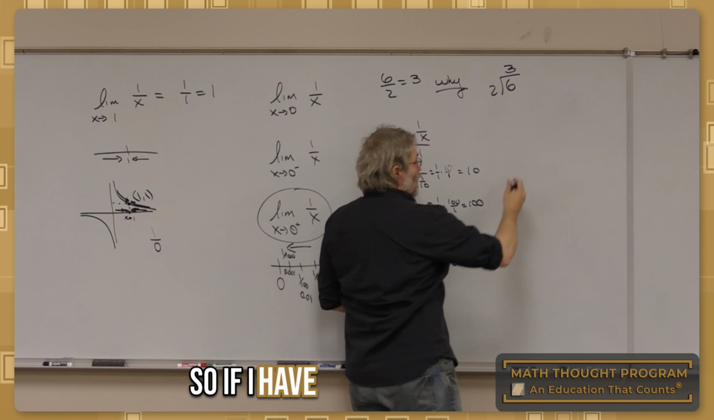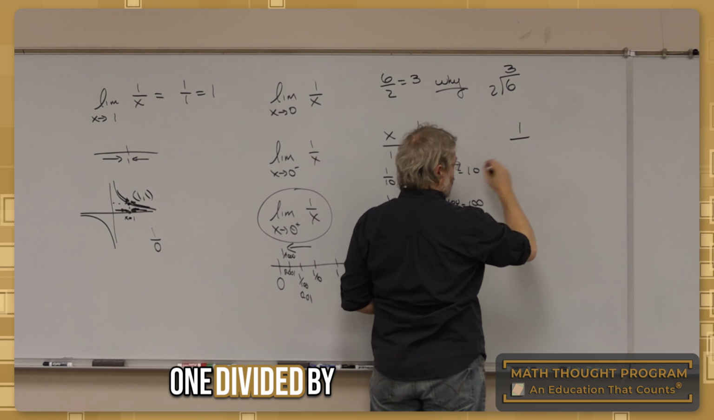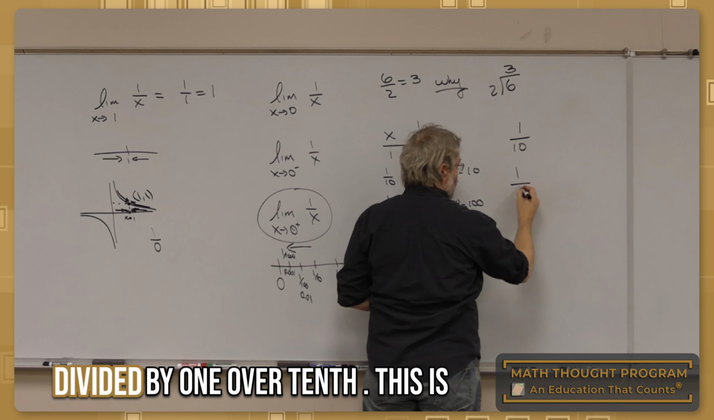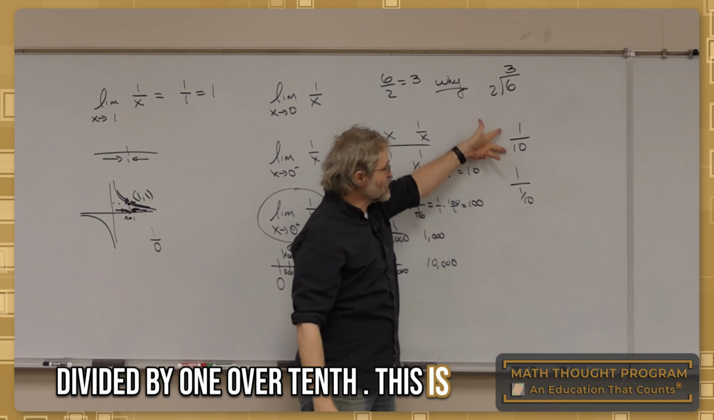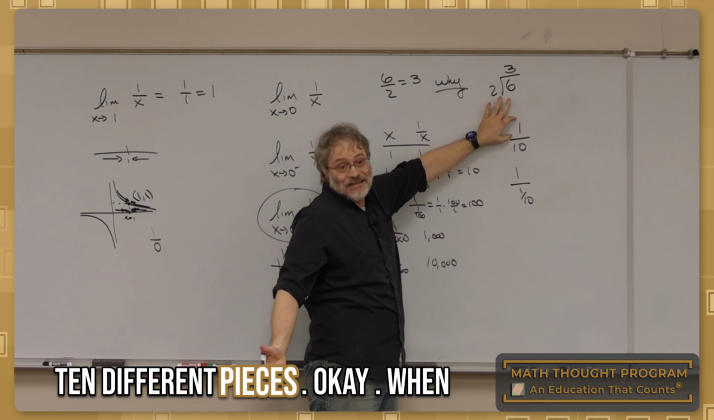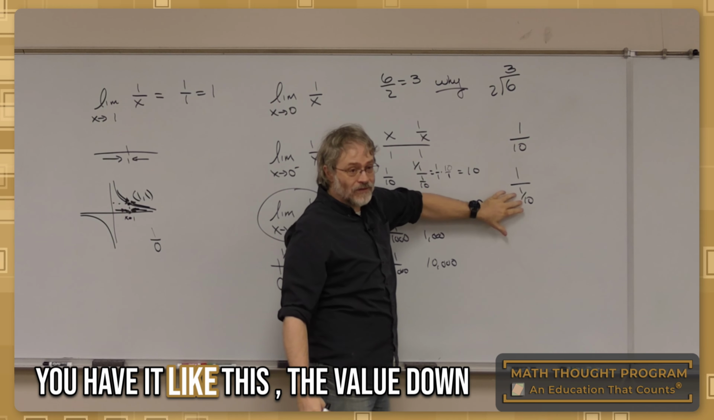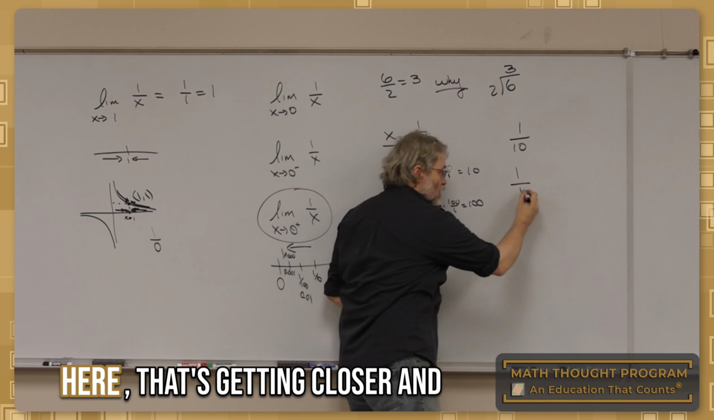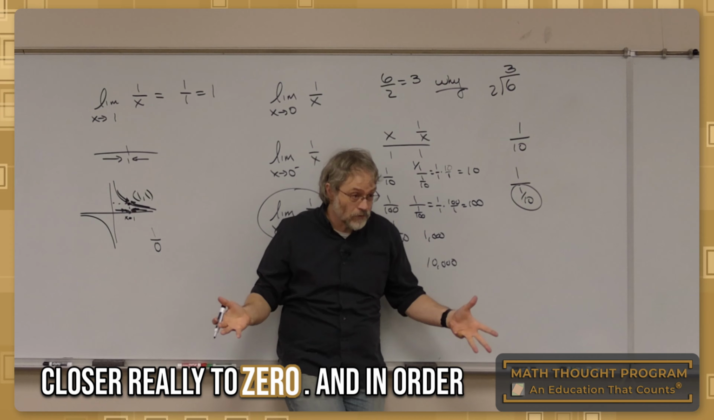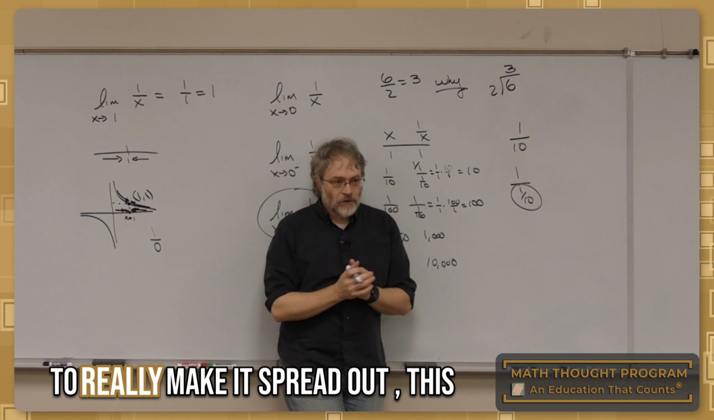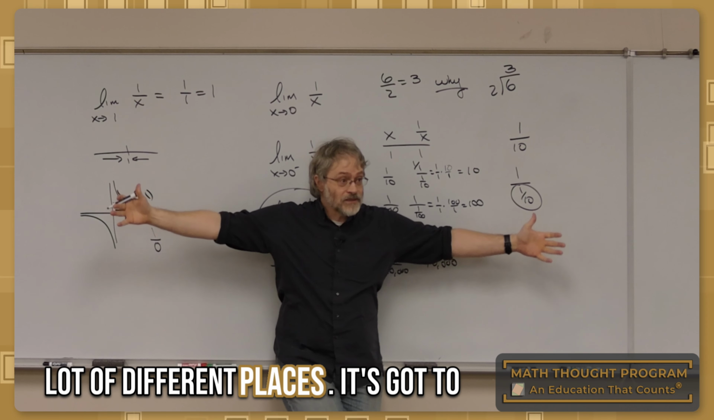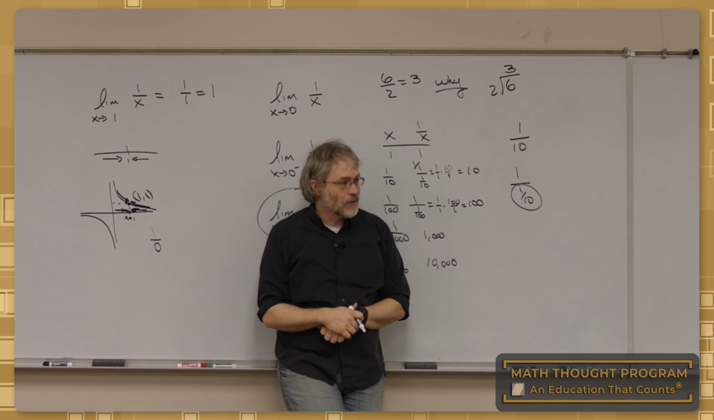So if I have 1 divided by 10, or if I have, let's say, 1 divided by 1 over 10th, this is saying you're taking one thing and you're chopping it up into 10 different pieces. Okay, when you have it like this, the value down here, that's getting closer and closer, really, to 0. And in order to really make it spread out, this one thing, well, it's got to go to a lot of different places. It's got to be really dispersed.